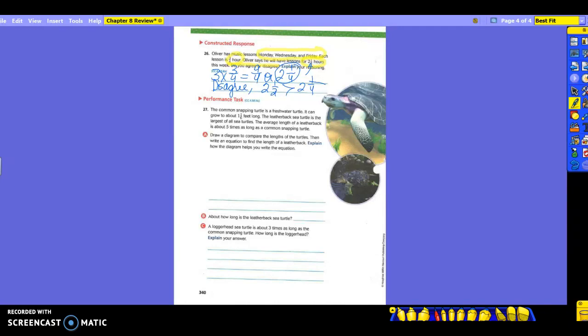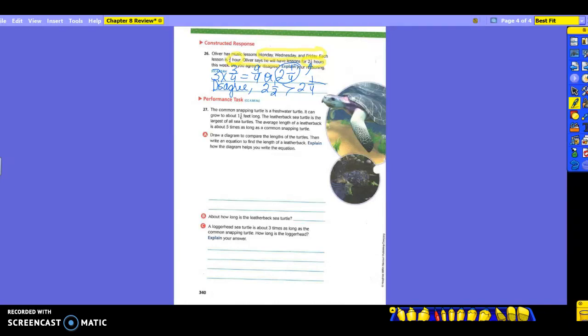All right, your next performance task has 3 parts, giving you some background information at the beginning and then asking you to complete 3 things. It says the common snapping turtle is a freshwater turtle. It can grow to about 1 1/6 feet long. The leatherback sea turtle is the largest of all sea turtles. The average length of a leatherback is about 5 times as long as a common snapping turtle. There's your background.